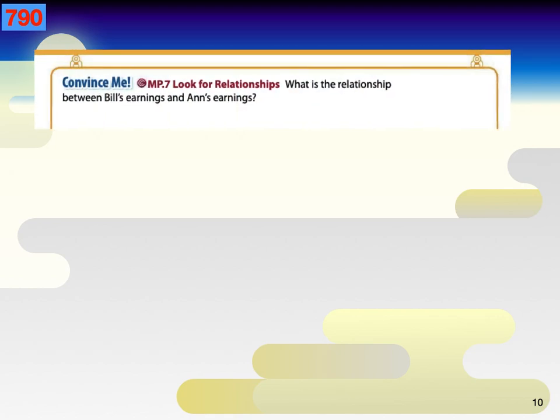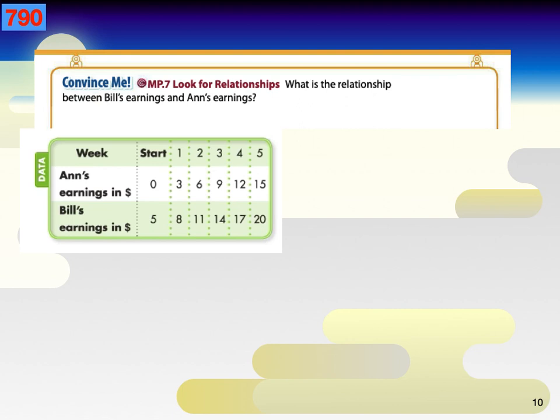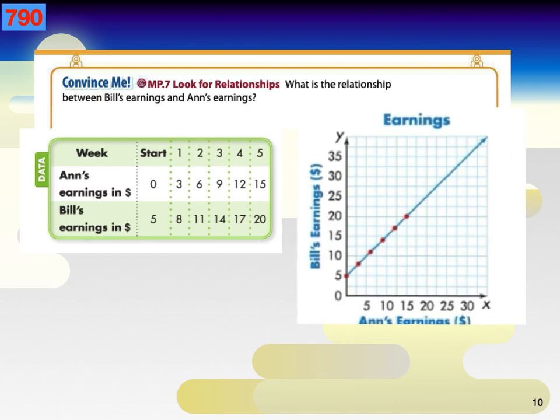Okay, so let's answer textbook page 790. What is the relationship between Bill's earnings and Ann's earnings? So this is the table for that data. The first row shows Ann's earnings in dollars, and the bottom row shows Bill's earnings in dollars. And this is the graph.